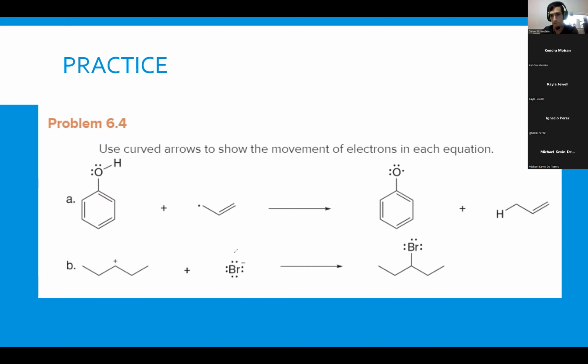So we have a negatively charged bromine, which is an electron-rich species, which is a nucleophile, and a carbocation, which is an electron-poor electrophile. Nucleophiles attack electrophiles, resulting in this. Okay.